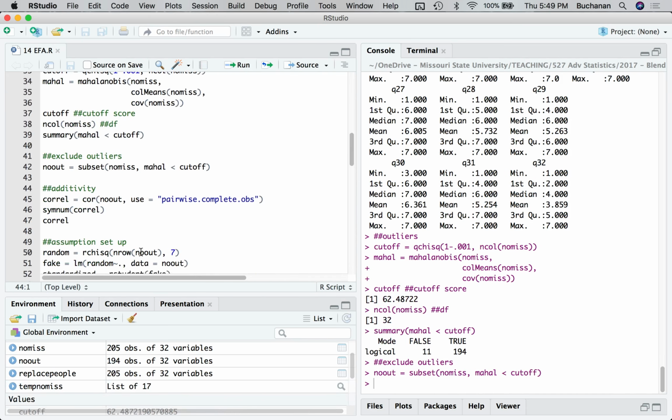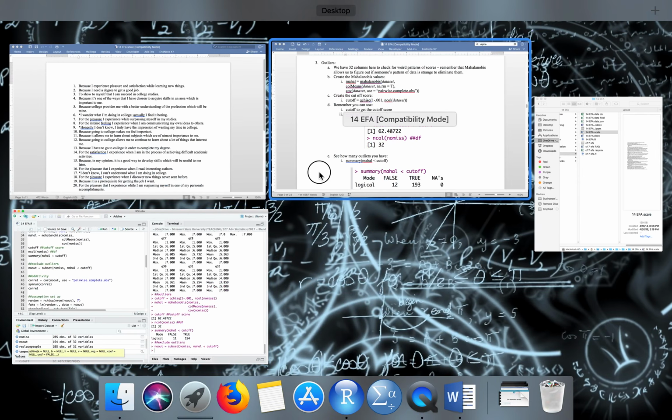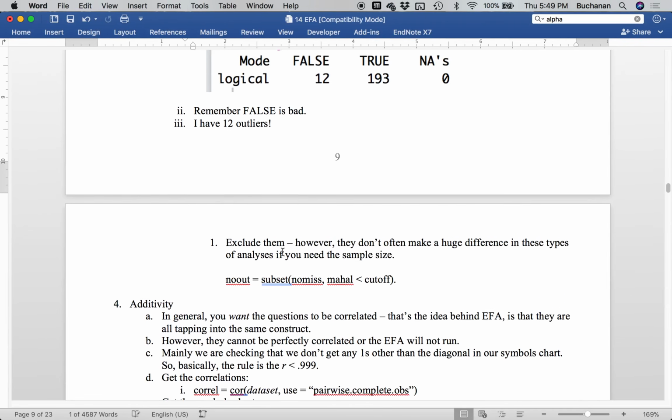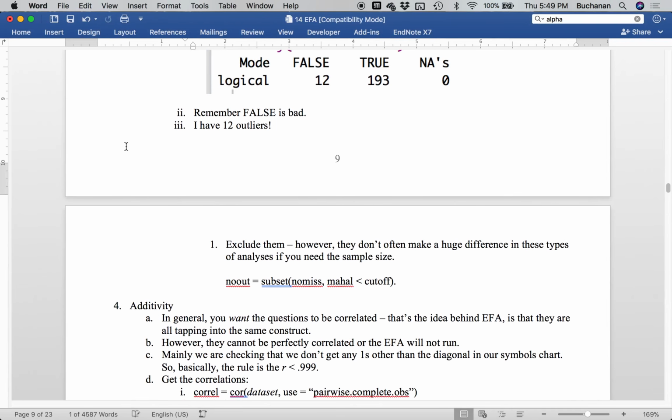All right, so now I've excluded my 11 people, and I'm going to check and make sure that I don't have any problems with additivity. So look, in this example, I had 12 from before.